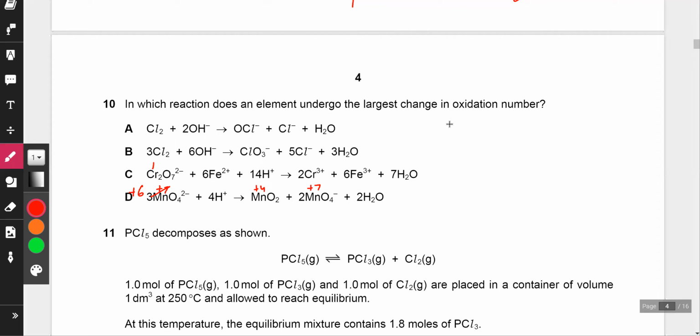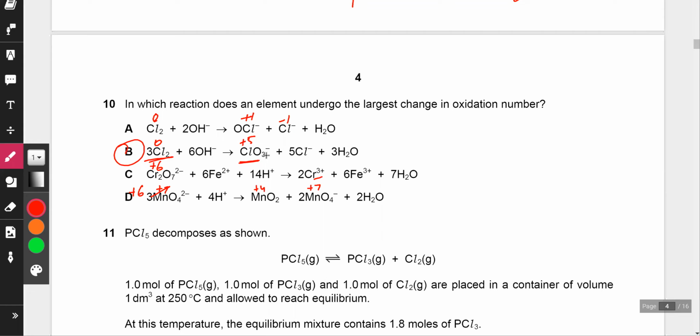This is Cr2O7, which is +6, so it's undergoing a change of 3. Cl is 0 over here, and Cl is +5 over here. So that's a significant change. On the other one, Cl is 0 and Cl over here is +1 and -1. So I think it's B. That's the largest change in oxidation state that's happening.